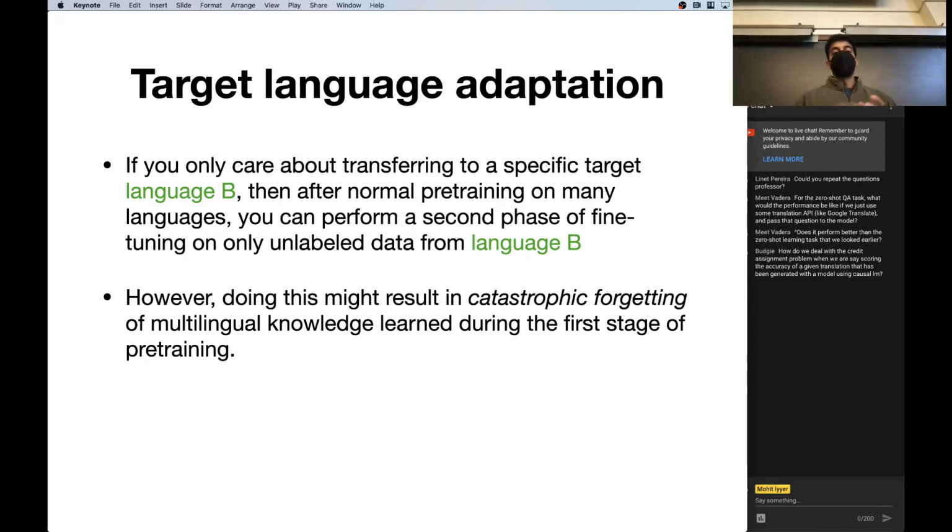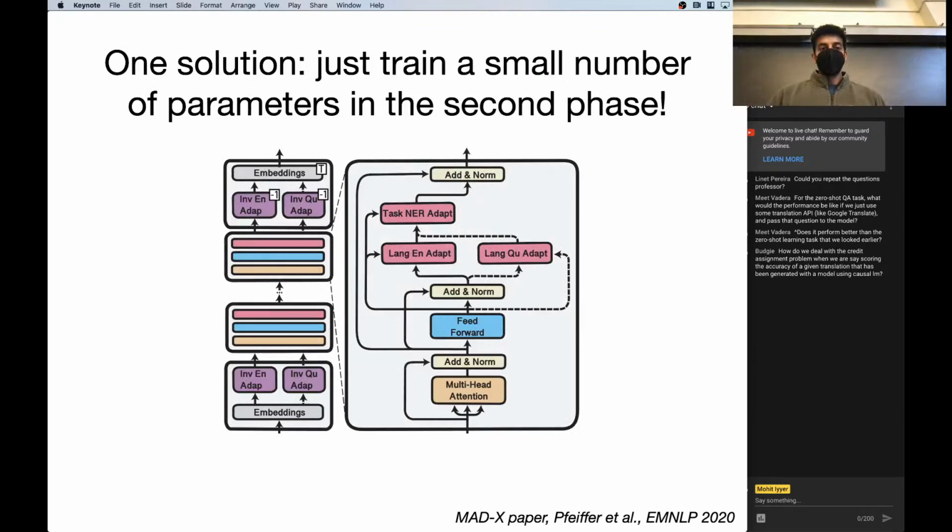One thing that has been proposed recently is to just train a very small number of parameters during the secondary phase that are language specific. We're not going to get too much into the details of this. This is one of the assigned papers, the MAD-X paper. Basically, in each transformer block, they add a single small layer which is specific to a particular language. So if I'm doing this secondary pre-training in Korean, I'm only going to backpropagate and update these small language-specific parameters. I learn a Korean module essentially in the network.